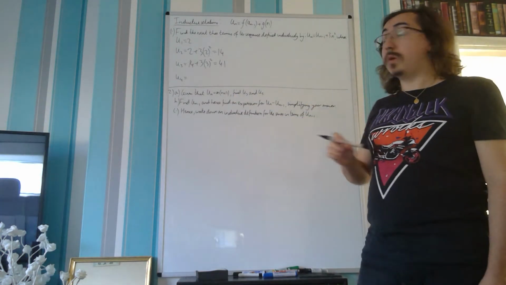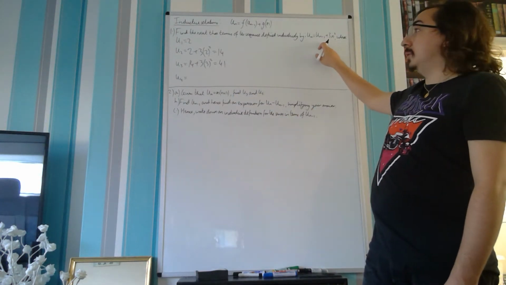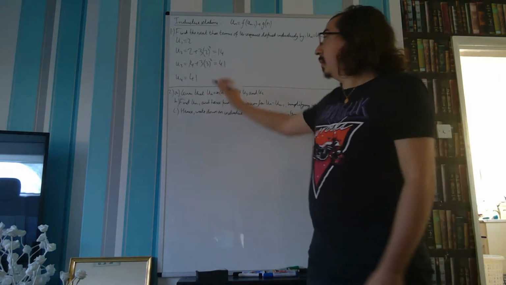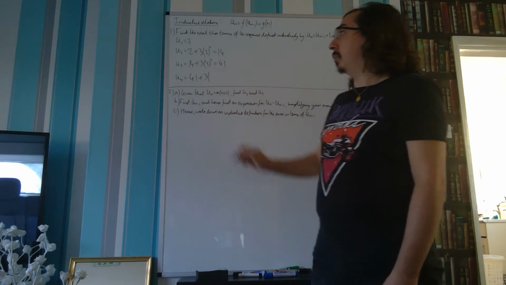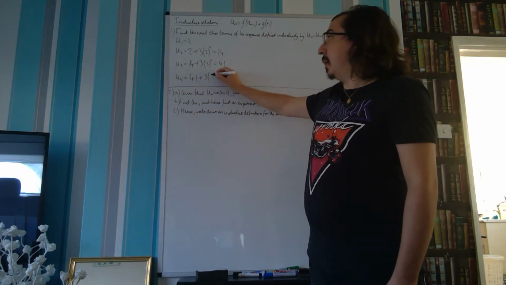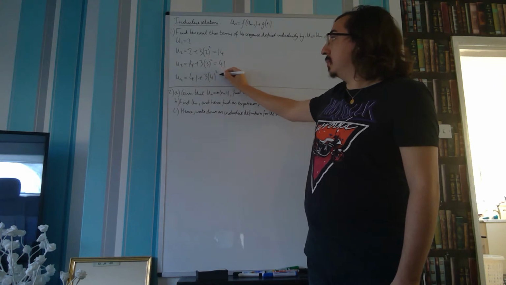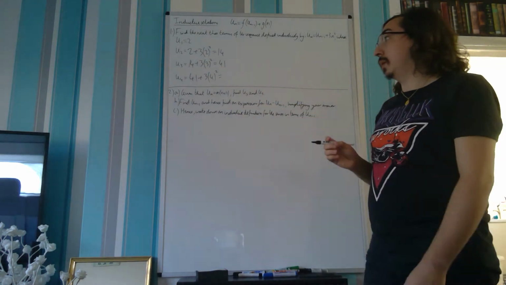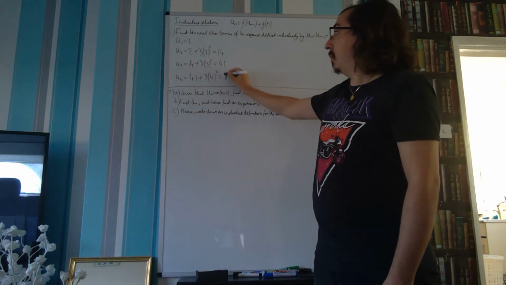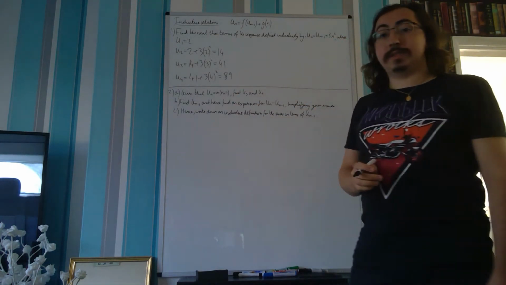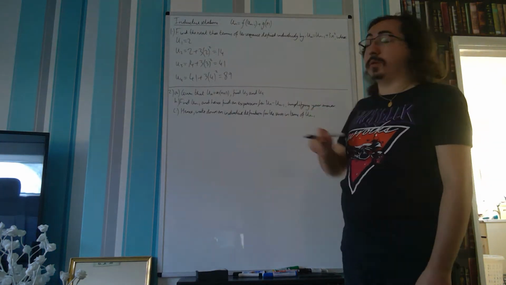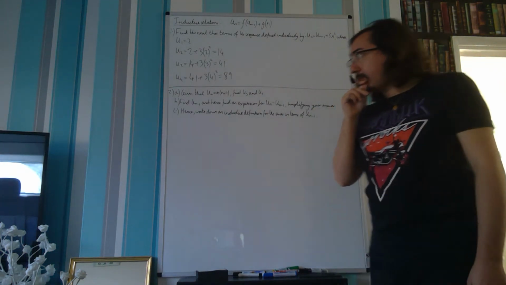For u4, u4 is equal to u of n minus 1, which is u3, which is 41, plus 3 times our n. We're on the fourth term, so n is equal to 4, which we need to square. 4 squared is 16, times 3 is 48, plus 41 gets us 89. So the next three terms are 14, 41 and 89.